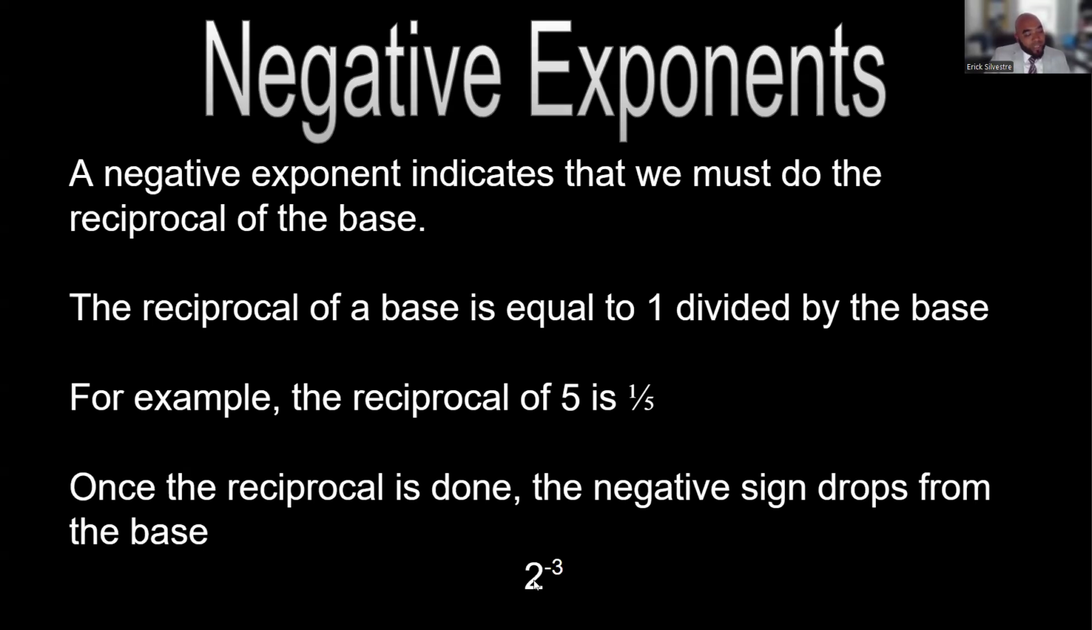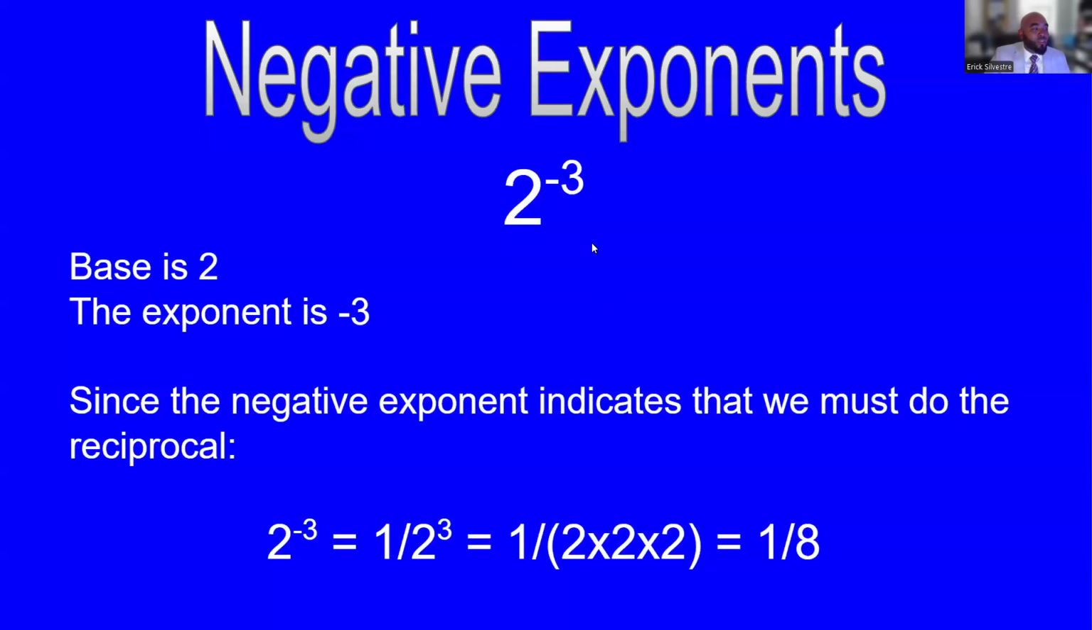Before I move to the next slide, try to do this on your own: 2 to the negative third power. What do you think that's going to equal? All right, 2 to the negative third power. The base is 2. The exponent is -3. Since we have a negative exponent, we know that we have to do the reciprocal. So 2 to the negative third power becomes 1 divided by 2 to the third power.